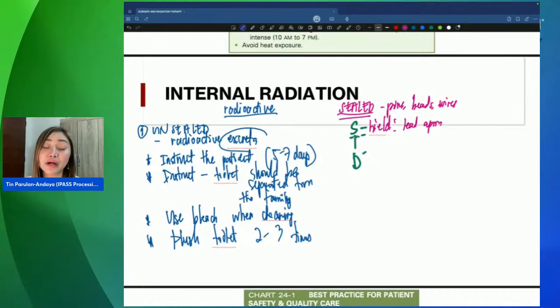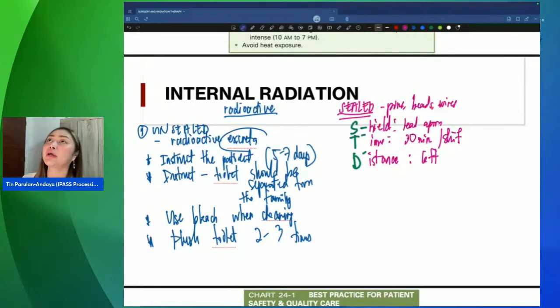And letter T stands for time. So we're talking about limiting exposure to the patient's radiation source, the exposure of the healthcare worker as well, that is assigned to this patient. So per shift, it's what? 30 minutes per shift. And letter D stands for distance. And what is the distance? Stay at least, very good, 6 feet away when possible.